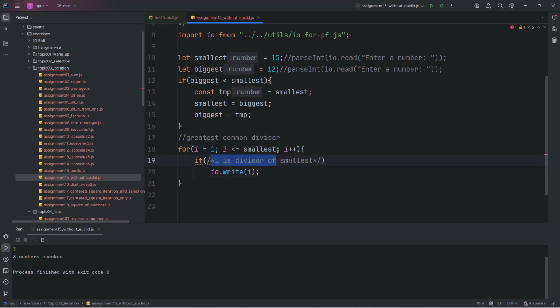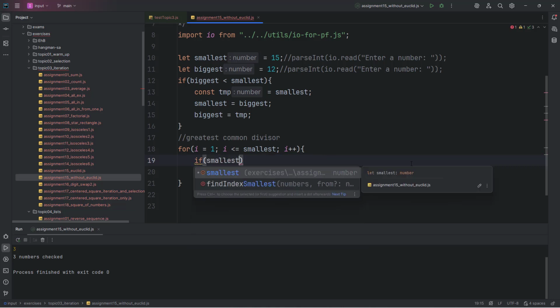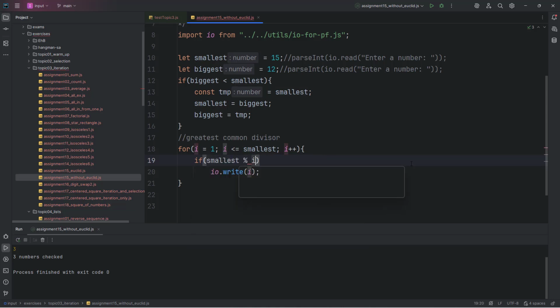So when is I a divisor of smallest? When I check the remainder to be 0 if I divide smallest by I. So this is the definition of being a divisor. If I divide smallest by I and I have 0 remainder, then I is a divisor of smallest, and I'm going to print I.